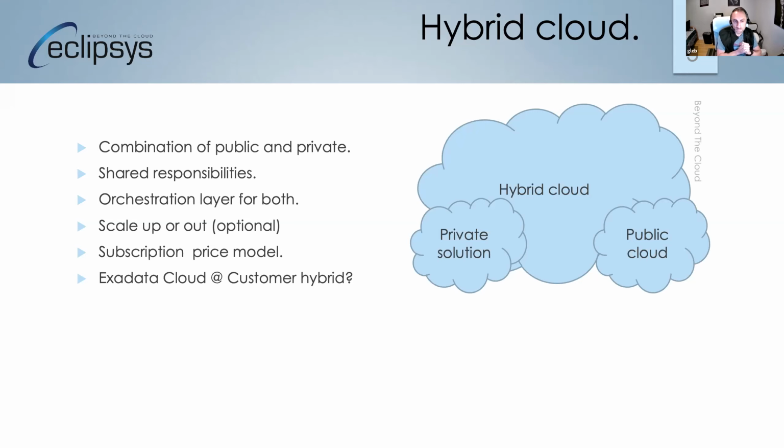Exadata Cloud at Customer is a hybrid. It is a cloud service, but deployed in your data center. So you have hardware deployed in your data center with software which manages it from the public cloud. That is your Exadata Cloud at Customer.